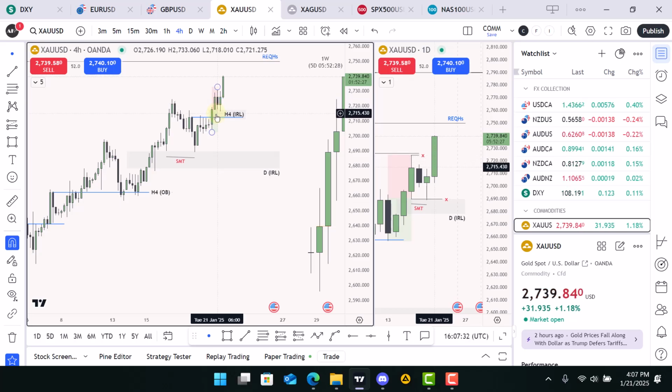So after the 6 a.m. retracement, I was expecting that retracement to actually respect the 4-hour internal range liquidity, which also decided the discount, but that didn't happen. So I knew exactly that our 10 a.m. candle is going to do the match.